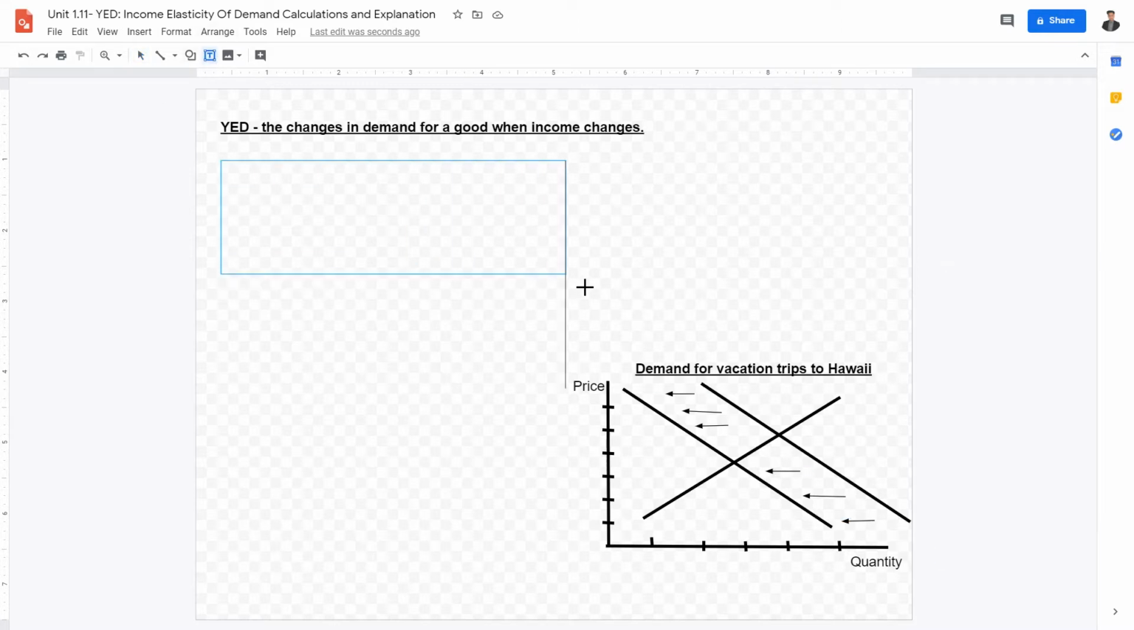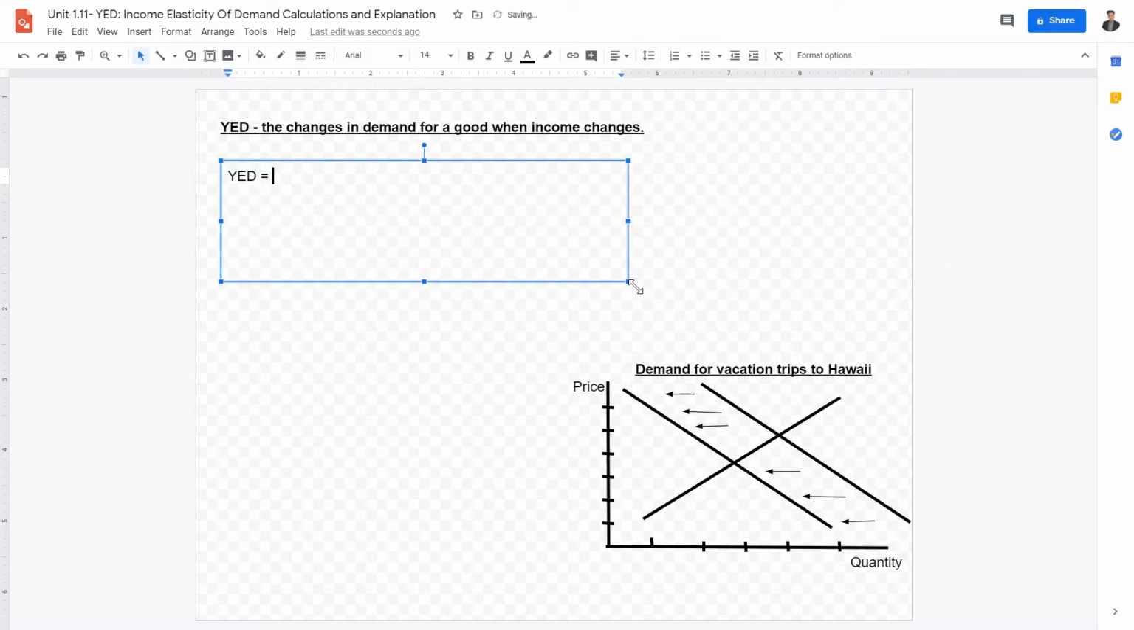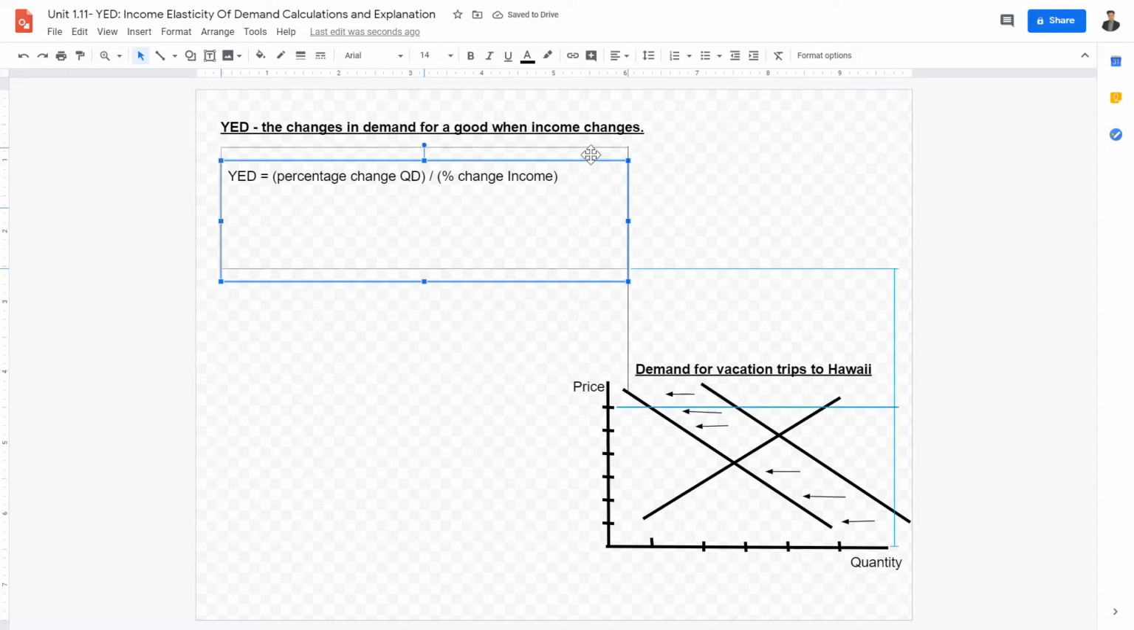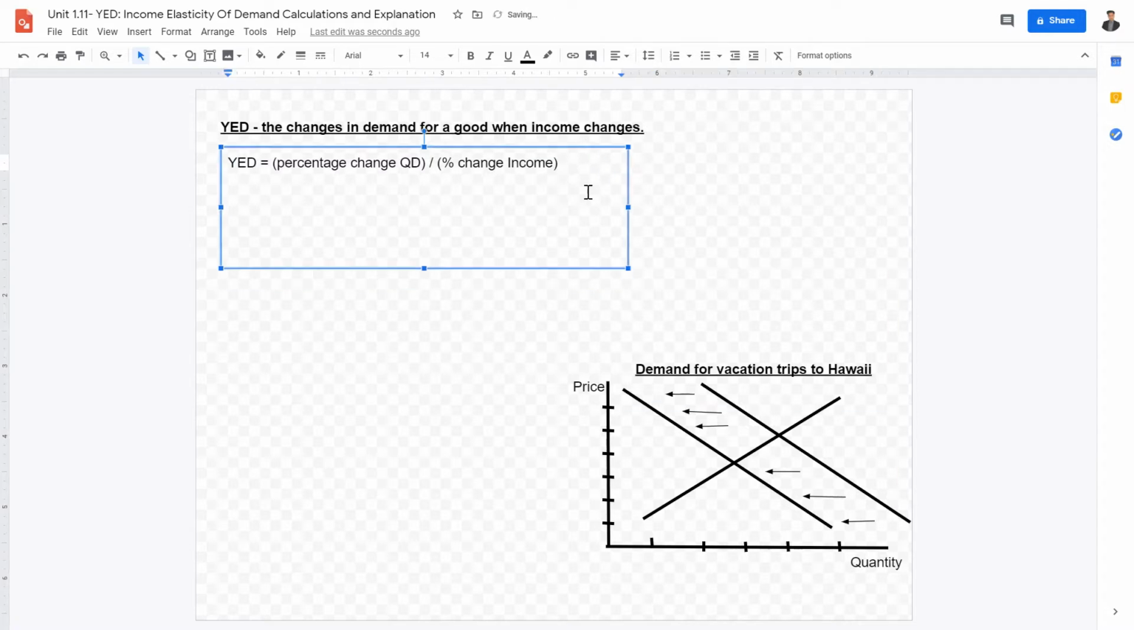Now, similar to PED and similar to XED's equations, YED equals percentage change of QD divided by percentage change in income. Okay, so YED is calculated by percentage change in quantity demanded divided by percentage change in income. Now, remember how we calculate our percentage change?